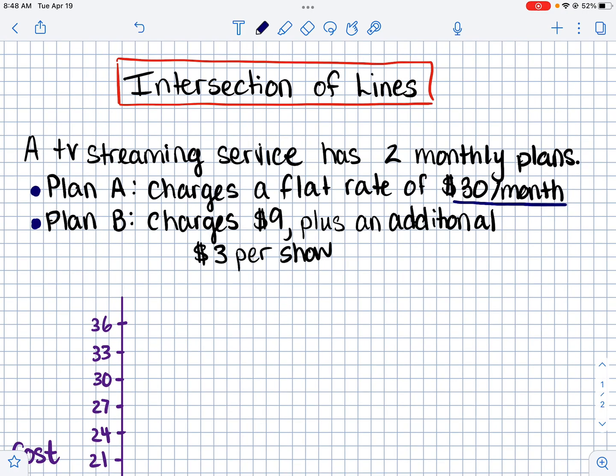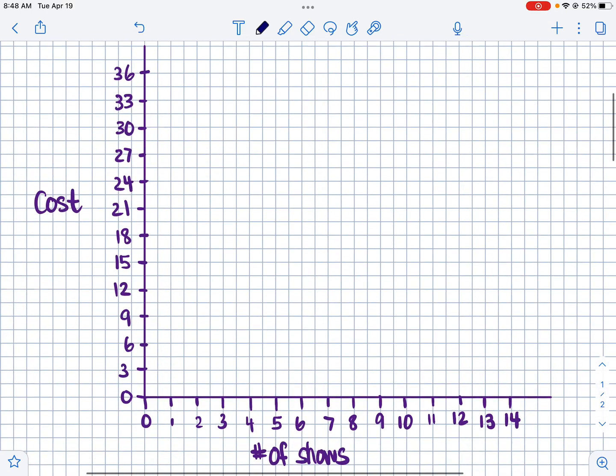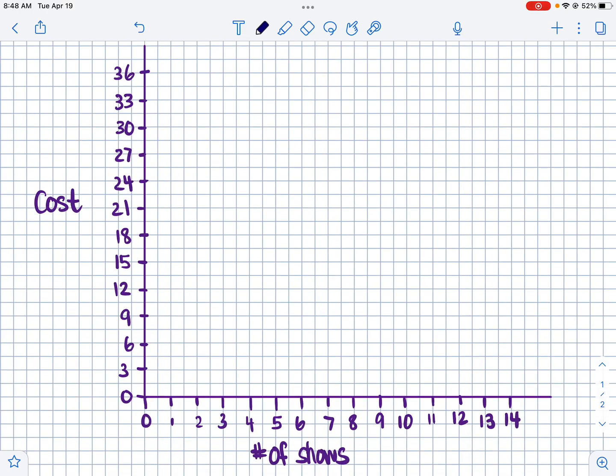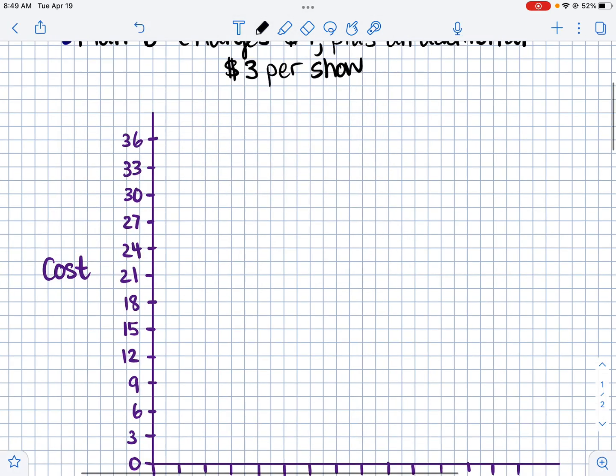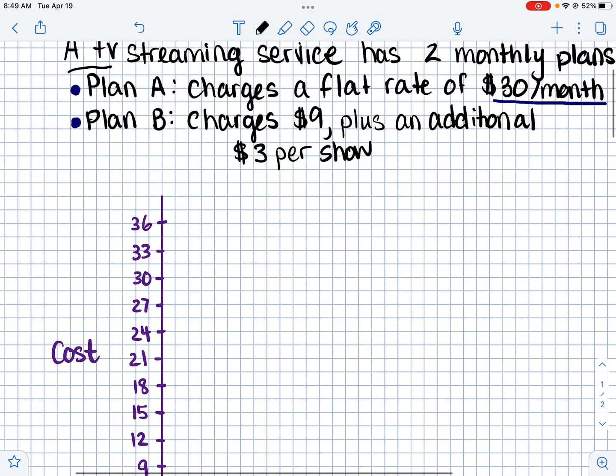All right, so this guy's going to be easy to graph. It's just charging you $30 a month. I already made a graph. I put cost on my y-axis and number of shows on my x-axis, and then I just made a scale. Now I'm going to graph plan A in black. It's charging us a flat rate of $30 per month.